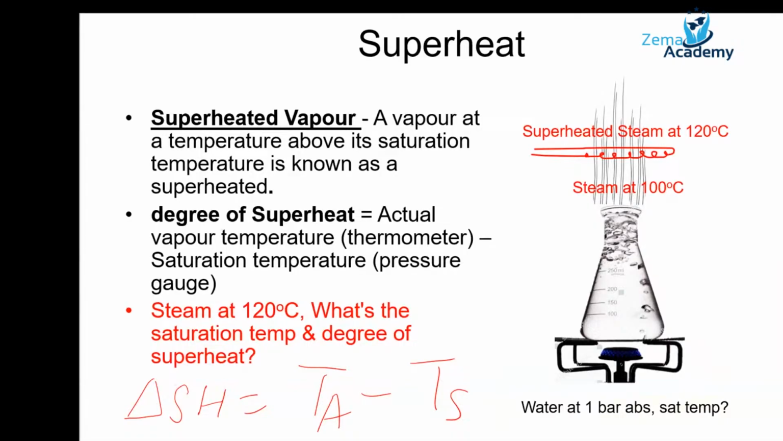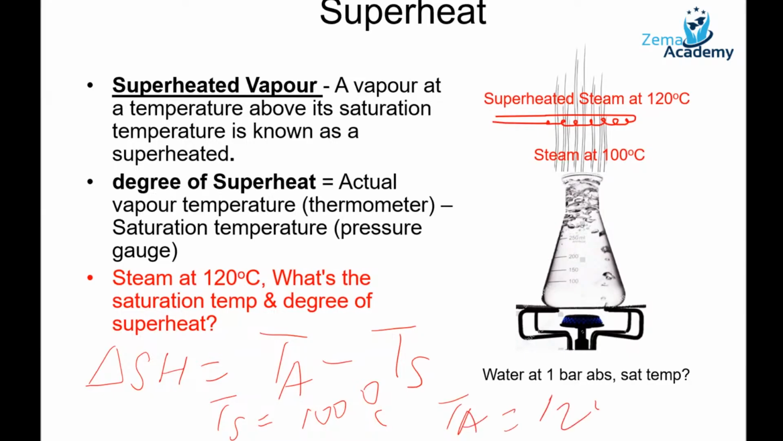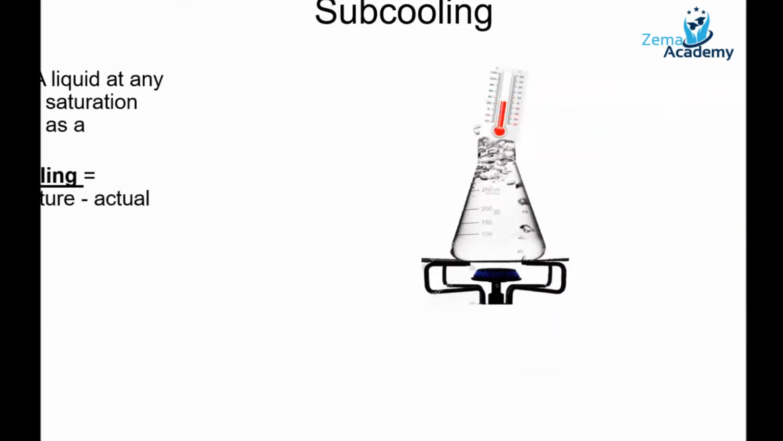Of course, the steam is at 100 degrees C and the superheated steam temperature is 120 degrees C. What is the saturation temperature and what is the degree of superheat? Tactual is 120 degrees C, and therefore degree of superheat is 120 minus 100, which is 20 degrees C. So superheat, again, we will use it when we define our p-h chart, where our superheat region lies. And the next one, similar to superheat, is subcooling.